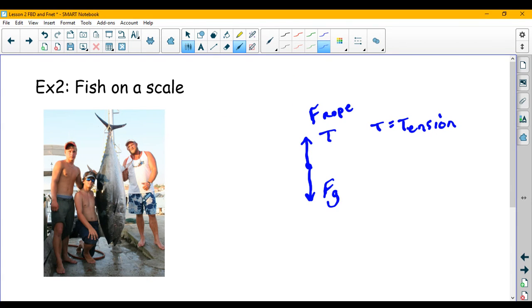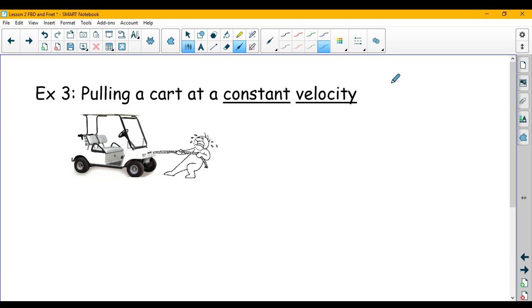Okay, we'll try another example. So this third example is a constant velocity. I underlined it because it's so important. In this case, it's a gentleman pulling his broken golf cart. So there's his broken golf cart right there. That's its body. And there's two things I can put on right away. I can put on my force of gravity pulling down because I know it's happening.